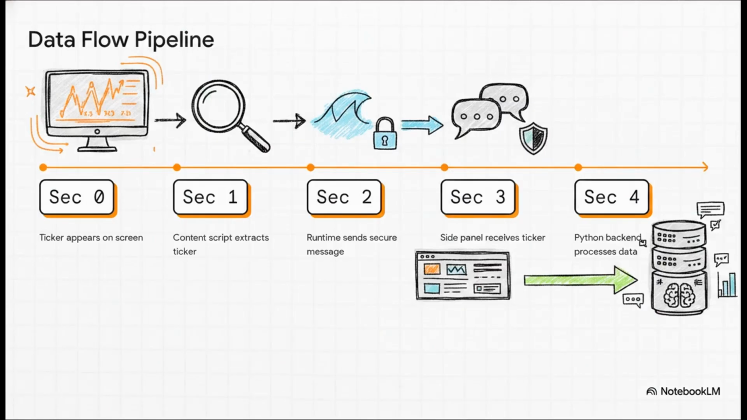To bridge this gap, we rely on runtime messaging. Our content script extracts the ticker, let's say it's Reliance, and uses the chrome.runtime.sendMessage API. This acts as our secure courier, passing the data straight to our sidepanel.js script. Now, because the side panel acts as the actual user interface of the extension, it actually has the clearance to make external network calls. It grabs the ticker and fires a secure HTTP GET request straight over to our local FastAPI Python brain. It's a perfectly secure, isolated relay system.